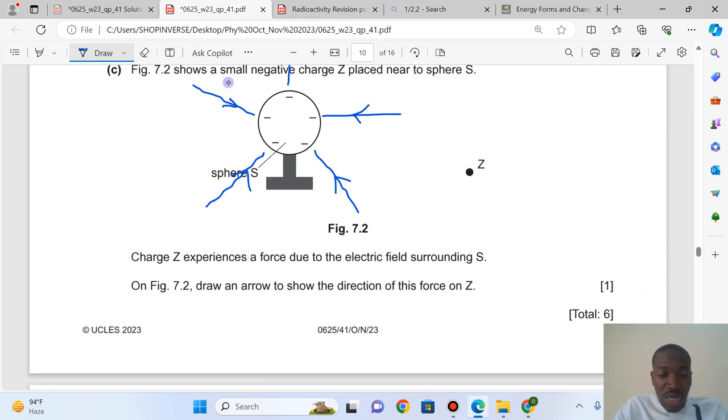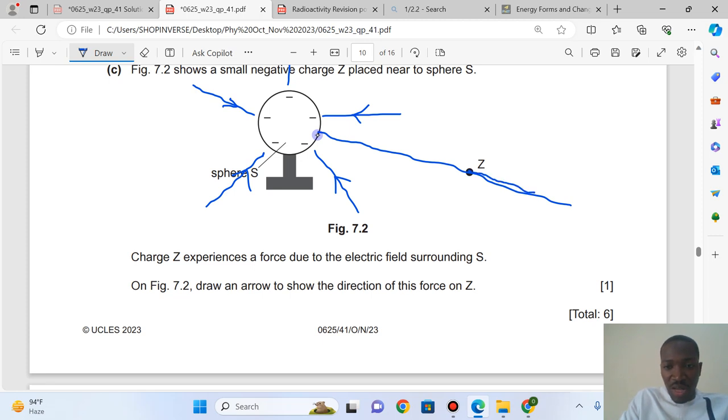The next question. Charge Z experiences a force due to the electric field surrounding S. On figure 7.2, draw an arrow to show the direction of this force on Z. You just draw a straight line joining Z to the original charge. So the force will be along this direction. The original line is not needed, so this is just the direction of the force: an arrow pointing from the original charge and away from Z.